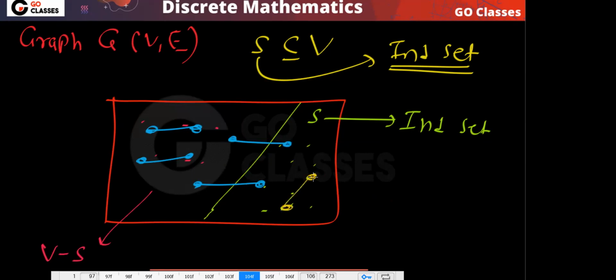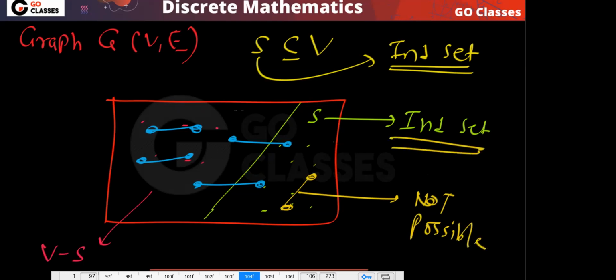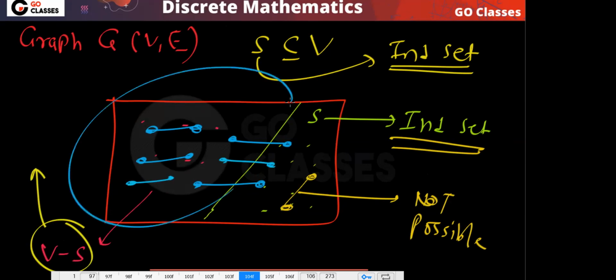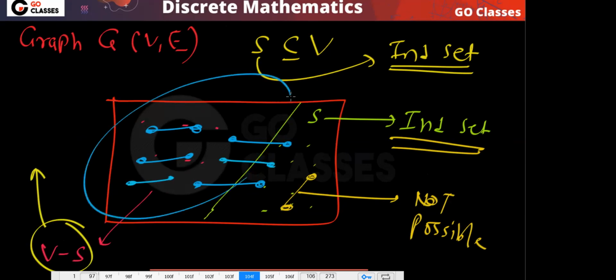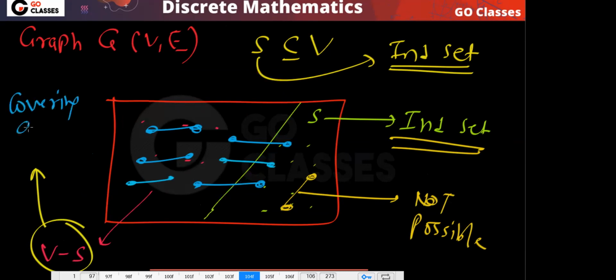Look at this edge. This edge is not possible because this area is the independent set. So where are all the edges? All the edges are like this. So what can I say about this V minus S area? Is it covering all the edges? This V minus S area is covering all the edges, right?